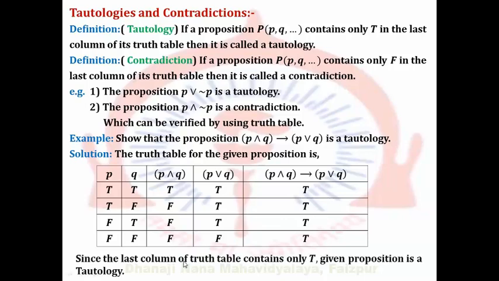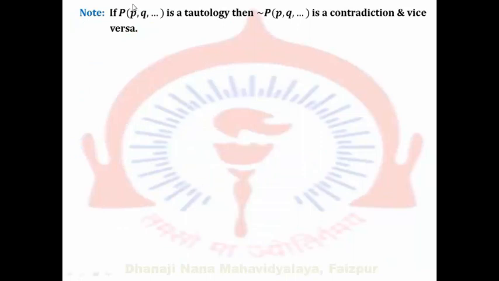Since the last column of the truth table contains only T, the given proposition is a tautology. Now note, if the given proposition P is a tautology, then its negation is always a contradiction and vice versa. That is, if the given proposition is a contradiction, then its negation is a tautology.